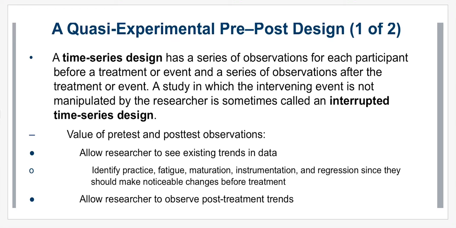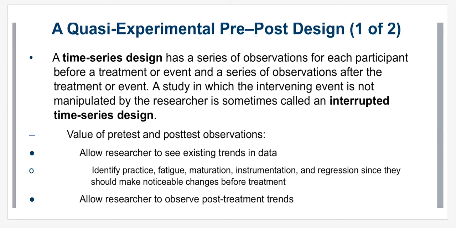The relaxation training is sort of a manipulation. It's not true manipulation, but it is something that you are introducing, right? If it's not something that you're introducing, if it's something that is just happening environmentally, like an earthquake, we'll talk about that example in a second, then it's called an interrupted time series design. So when the researcher doesn't have that control over the event or whatever is considered your treatment, it would be considered an interrupted time series design.